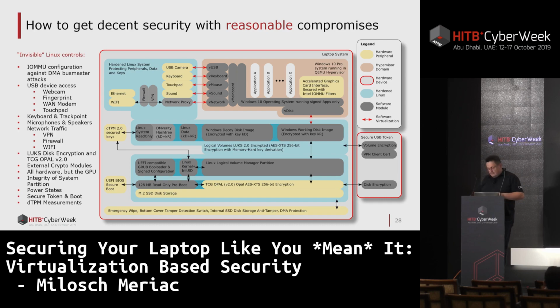And on the right side, you see the secure USB token. I can not only use it for the volume encryption, but I can also use it to store my VPN credentials and my disk encryption key derivation, or part of it, inside that. So when I unplug that, there is no way I can retrieve these keys.